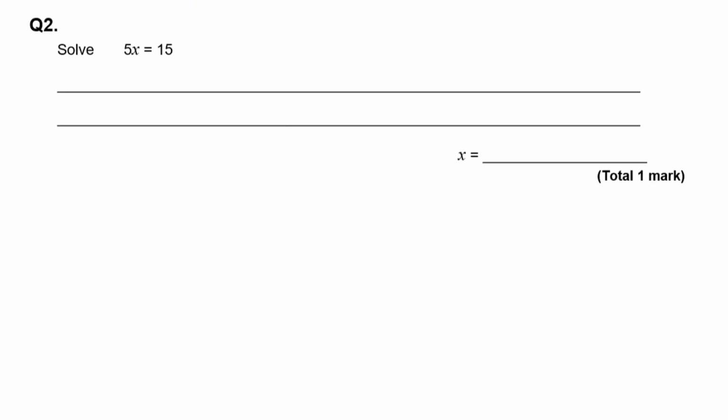Question 2 is asking us to solve 5x equals 15. So we need to divide both sides by 5 since x is multiplied by 5. So we do the inverse, divided by 5, divided by 5. X therefore becomes 3.